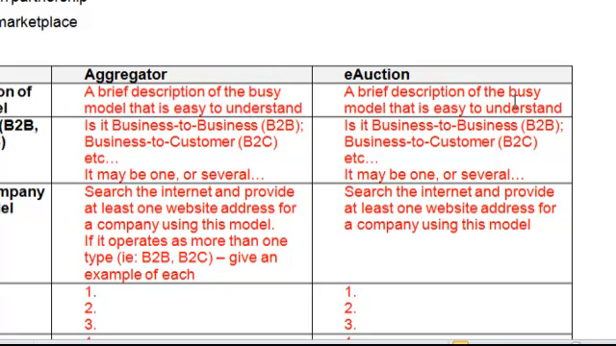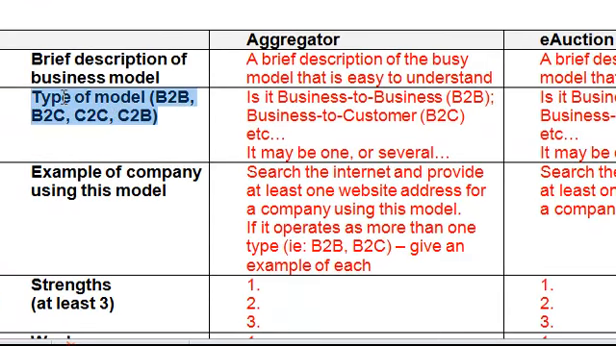So for an e-auction you might say that it's a new take on the traditional auction model, that it's an auction that occurs online, whatever words you'd like to briefly describe what an e-auction is. Then you're going to say what the type of model is.